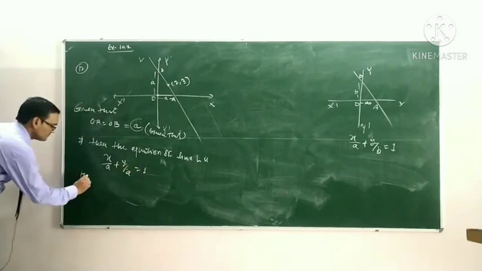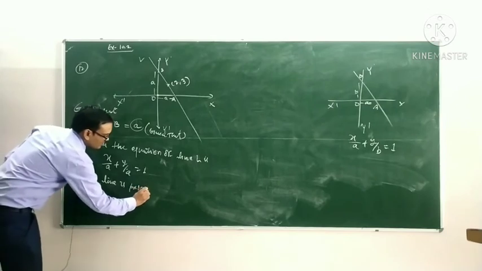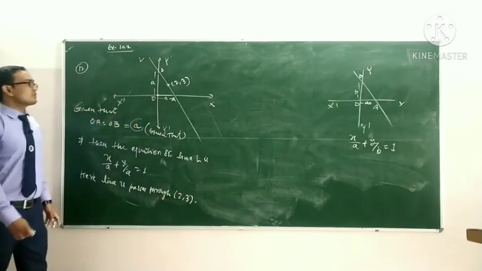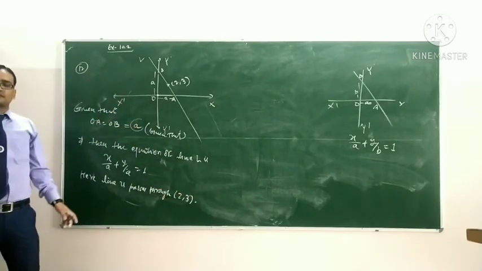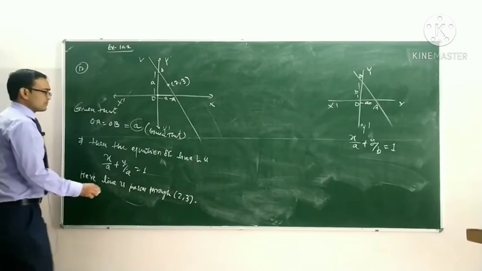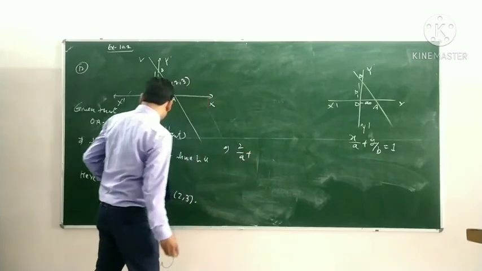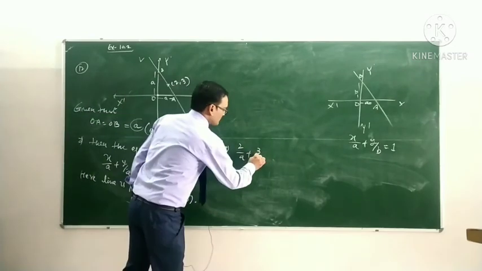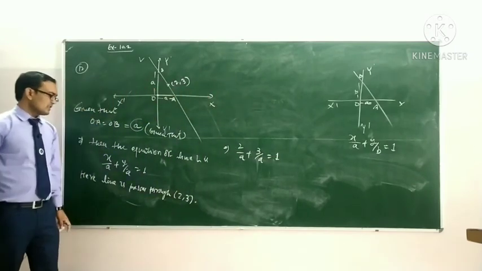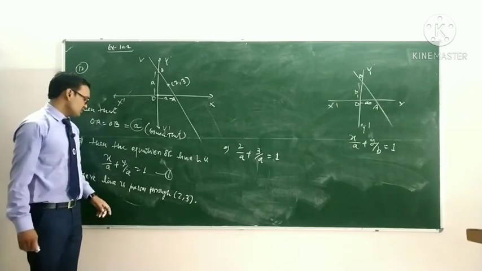Here the line passes through 2, 3. Okay students, the line also passes through the point 2, 3. That means the line satisfies this point. This implies that 2 upon a plus 3 upon a equal to 1. Here we put the values of x and y, 2 and 3, in equation 1.